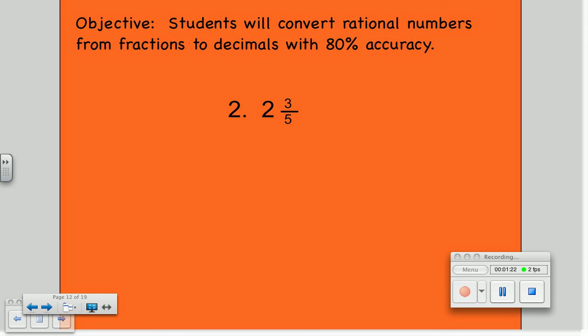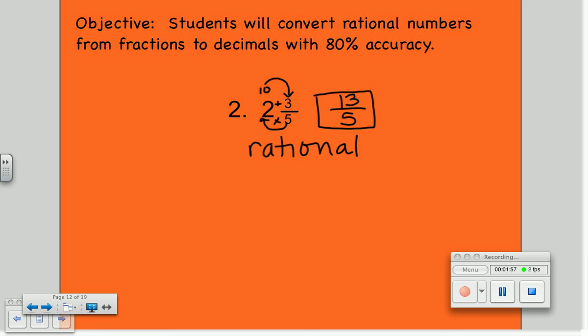Next, 2 3/5. 2 3/5 is just a rational number. It's not an integer because it's not a number that we just say when we're counting on a number line, for instance. Okay? And now we're going to change this to a fraction by multiplying and adding. So multiply 5 times 2, we get 10. And then add 10 plus 3, we get 13. And the denominator stays the same, 5. So 13/5. And that is a rational number because it can be written as a fraction.